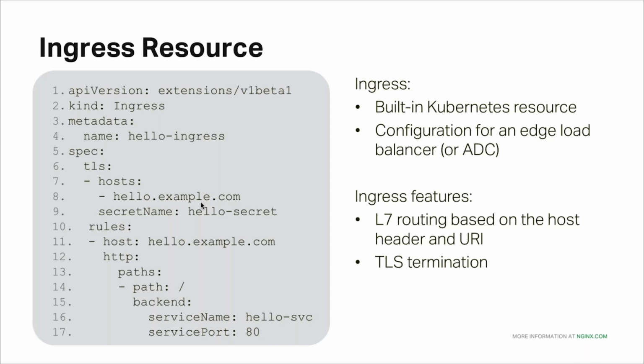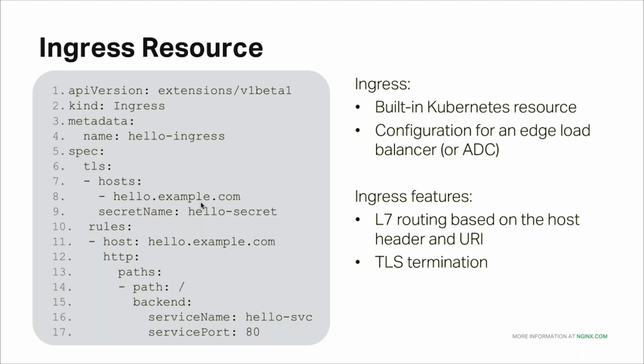What is an Ingress resource? Since version 1.2, Kubernetes includes the Ingress resource. This resource allows us to define rules for an edge load balancer. These rules route client requests to the appropriate application components. You can route a request based on its host header or its URI. Additionally, you can secure connections between the clients and the edge load balancer using TLS.